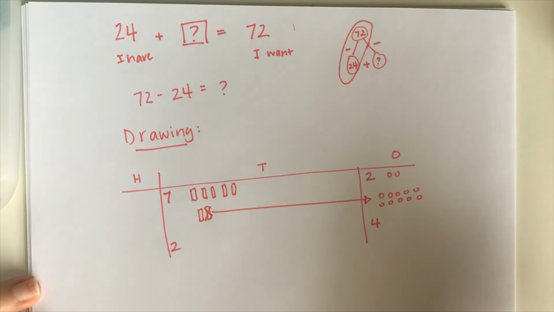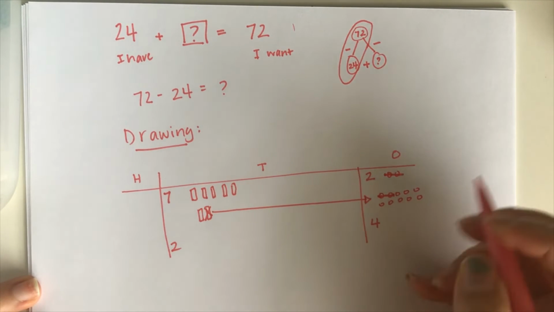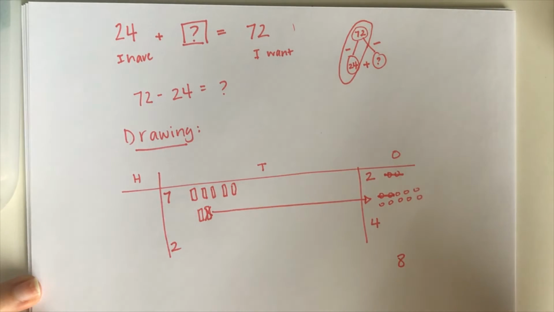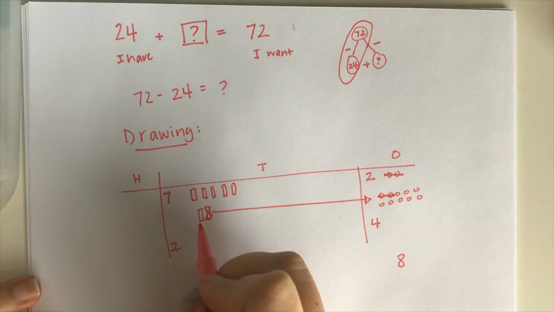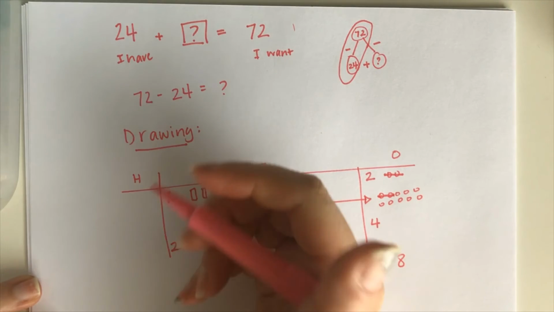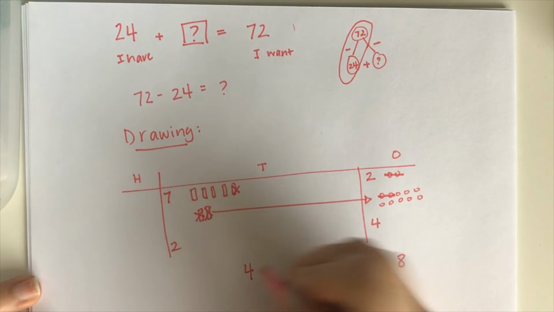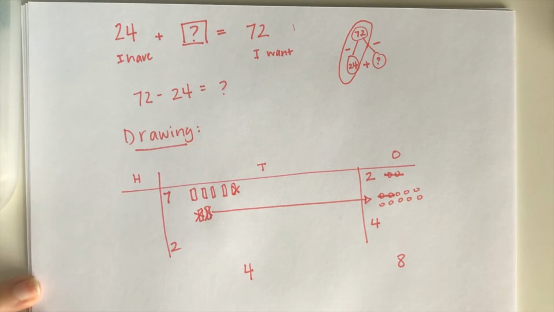So now we actually can cross out 4. So I'm going to do that. 1, 2, 3, 4. Now I have 5, 6, 7, 8 left. Now here you need to cross out 2. This does not count because this was sent here. You need to cross out 2 more. And now you have 4 left right here. So your answer is 48.